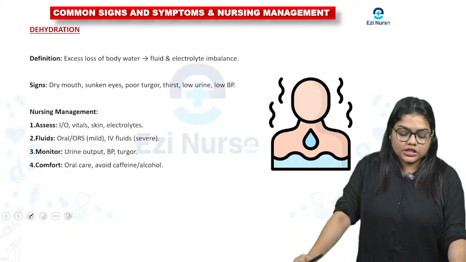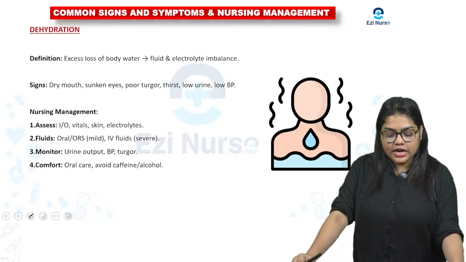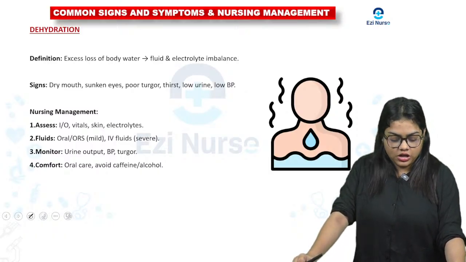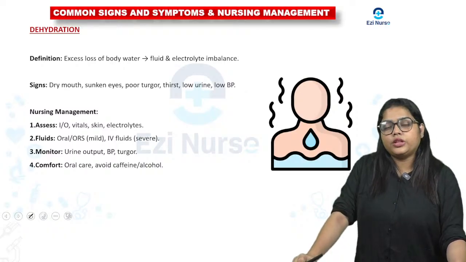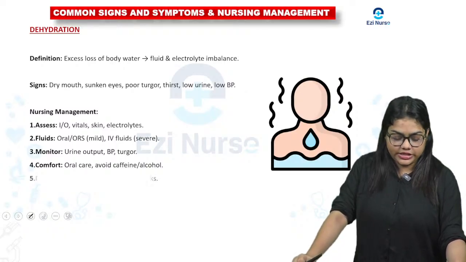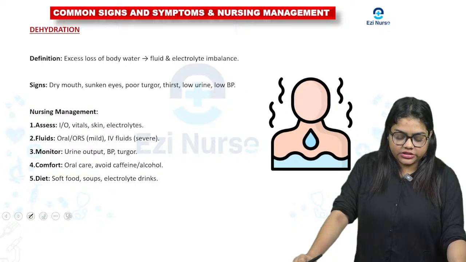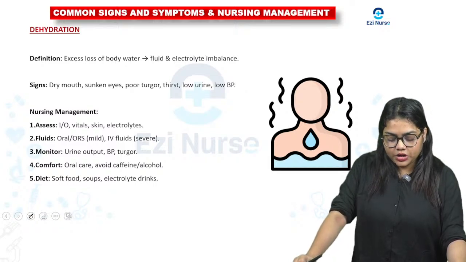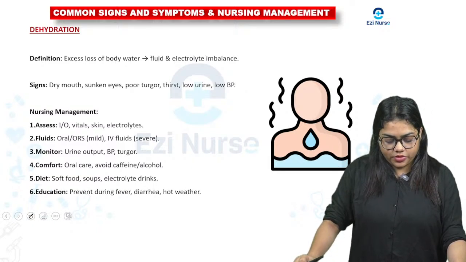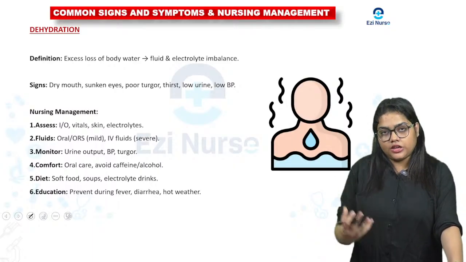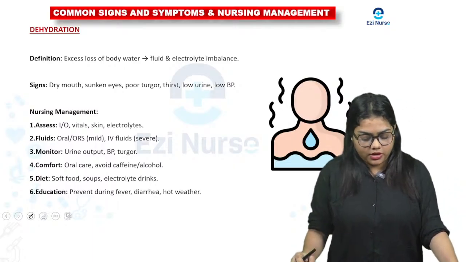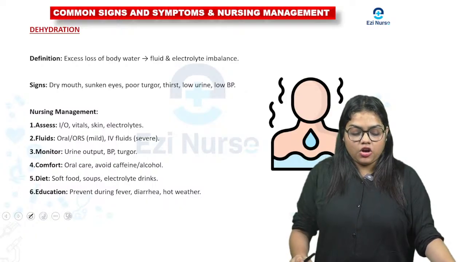Okay, now after that we have to monitor the urine output, blood pressure and any kind of turgor in the skin. Then comfort, which is oral care, avoid caffeine and alcohol because that may increase the dehydration again. Then diet, which is soft food, soup, okay, electrolyte drinks. And lastly, education. We have to give education to prevent dehydration during fever, diarrhea and hot weather.